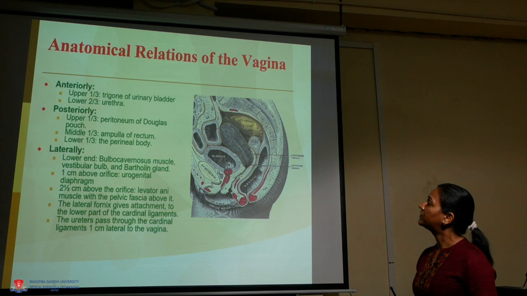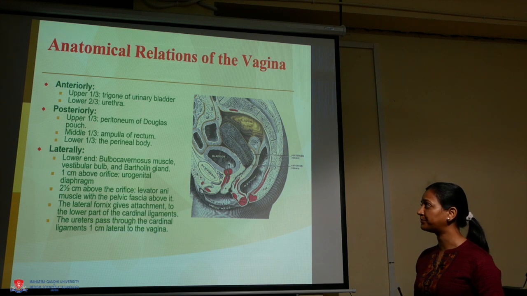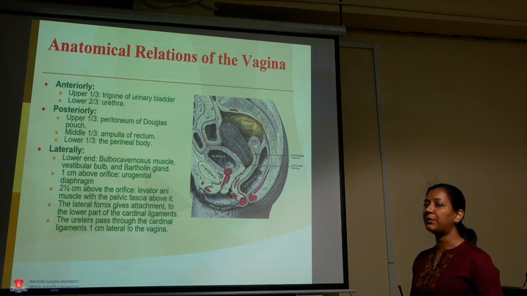Anatomical relations of the vagina. Anteriorly, in the upper 1/3 it is related to the trigone of the urinary bladder. In the lower 2/3 lies the urethra. In the posterior part of the vagina, in the upper 1/3 is the POD, that is the peritoneum of the pouch of Douglas. In the middle 1/3 the ampulla of rectum lies and in the lower 1/3 the perineal body.